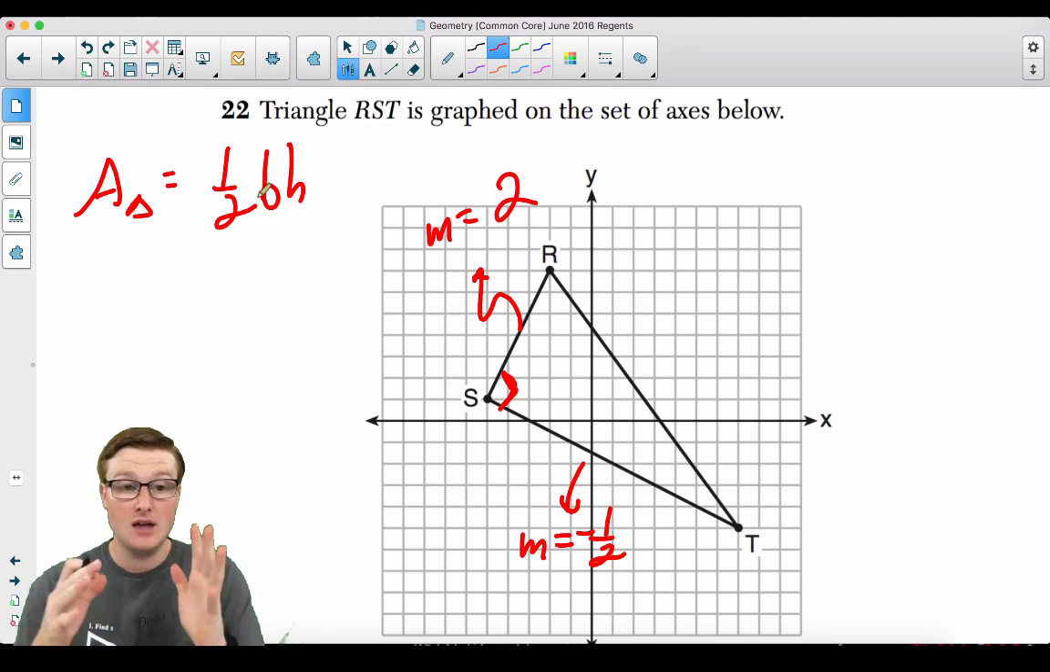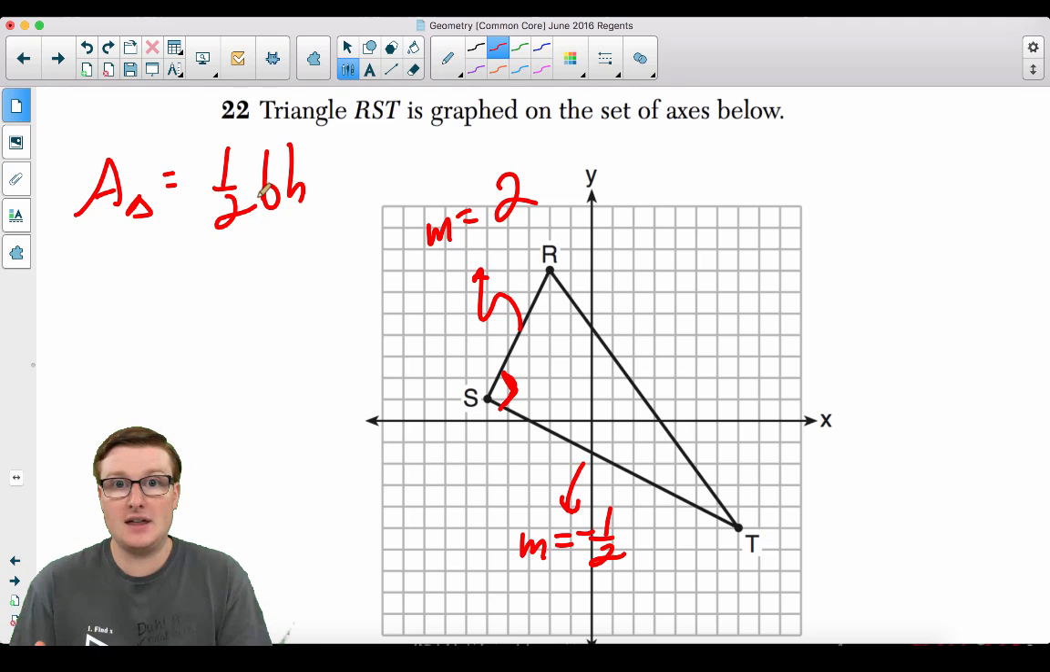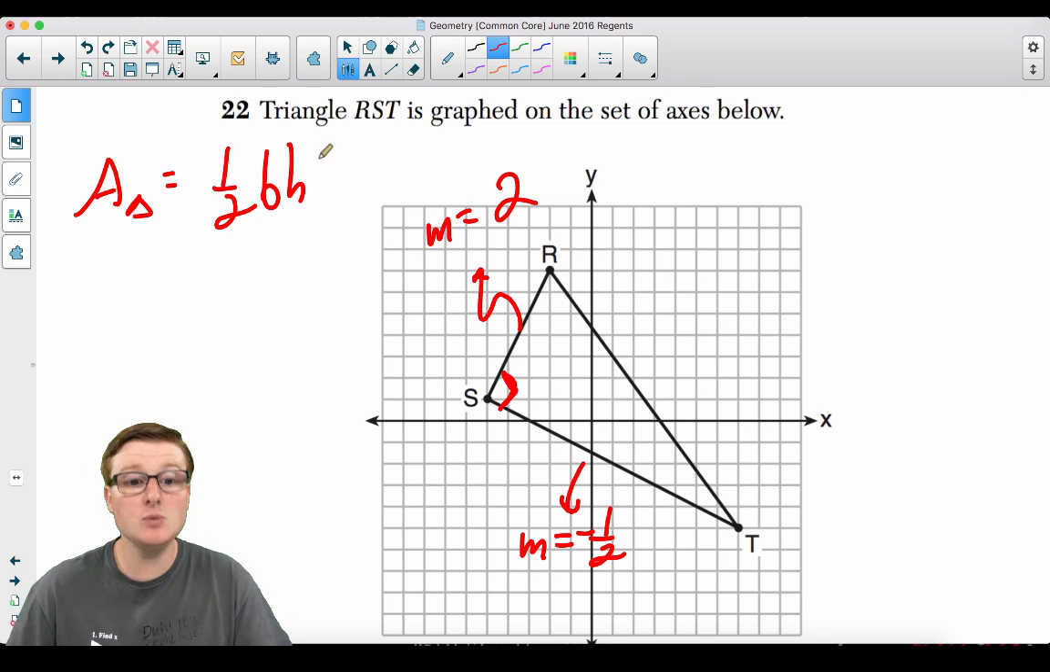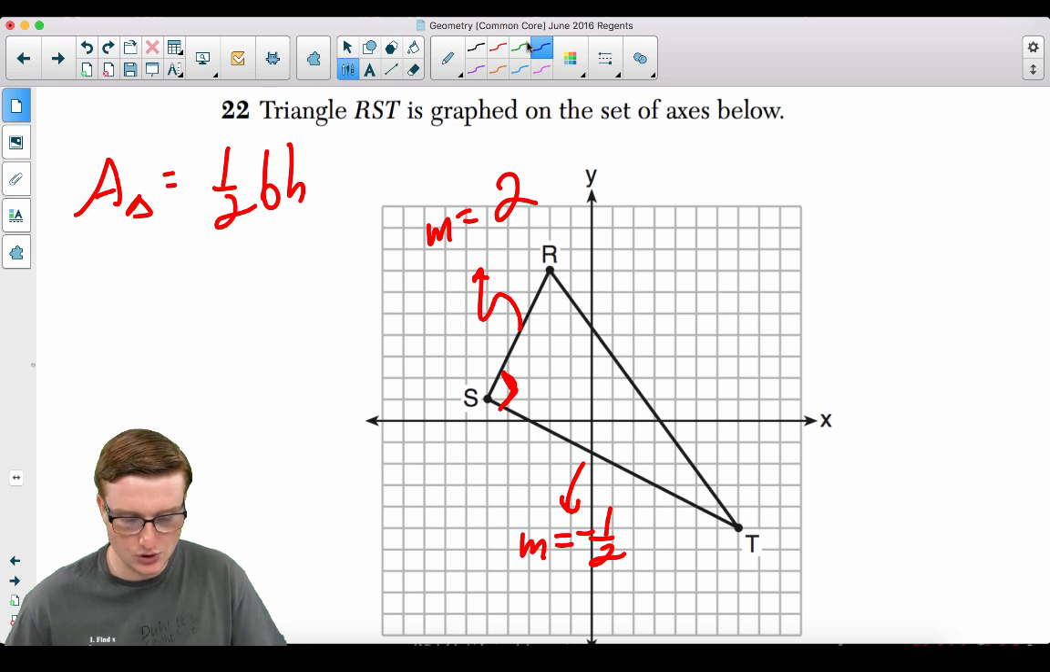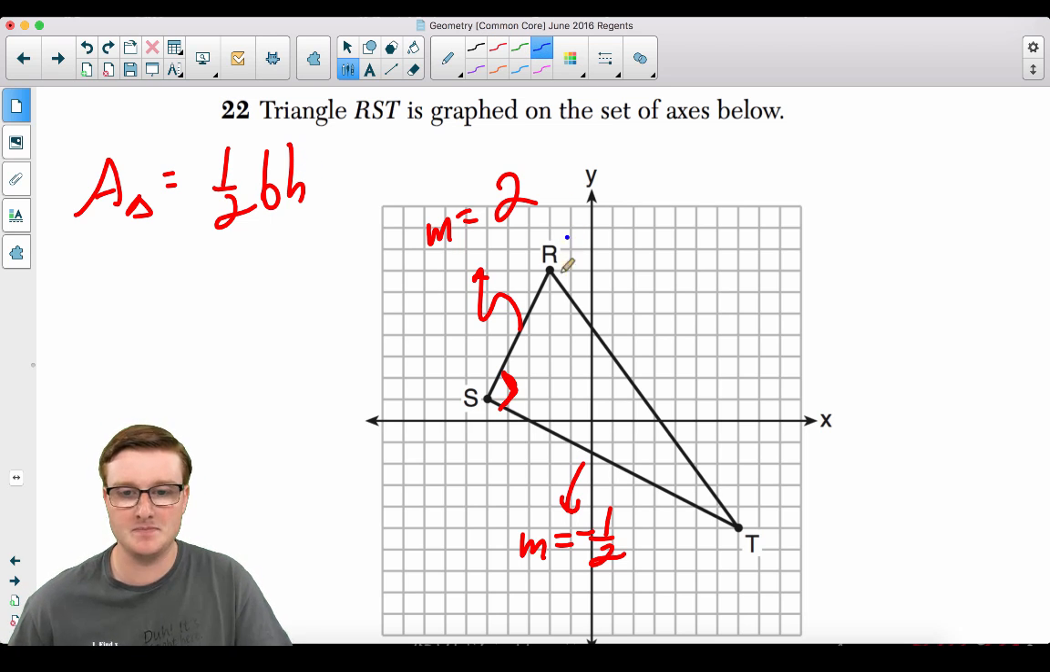Dissection, that method that I just showed you before, is where you take the area of the whole rectangle and you subtract the area of those three triangles to get the area of this one. But we could use 1/2 base times height. So what I'm going to do right now is read off the coordinates for you.